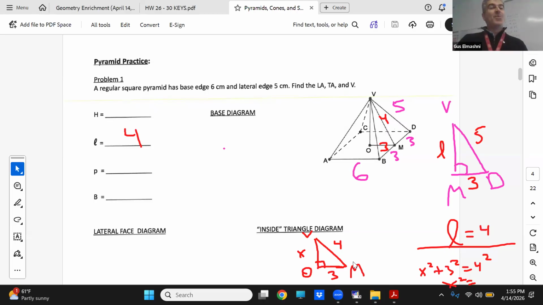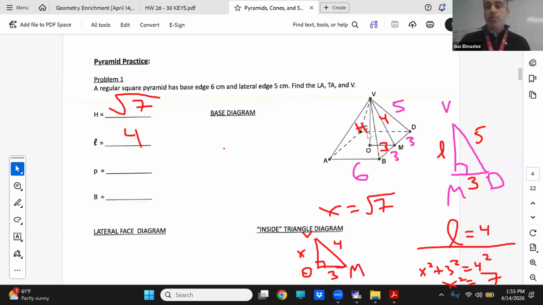Now, 3 squared is 9. So 16 minus 9 is 7. So X is root 7. Good. So ask me the height. The height's root 7. Now it's kind of a funky value.